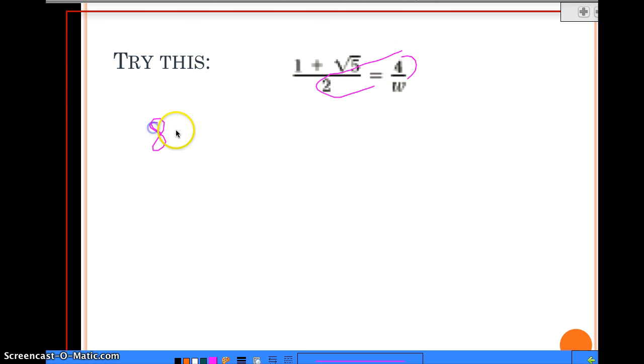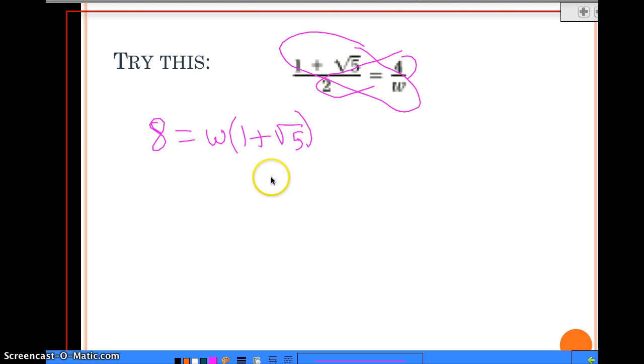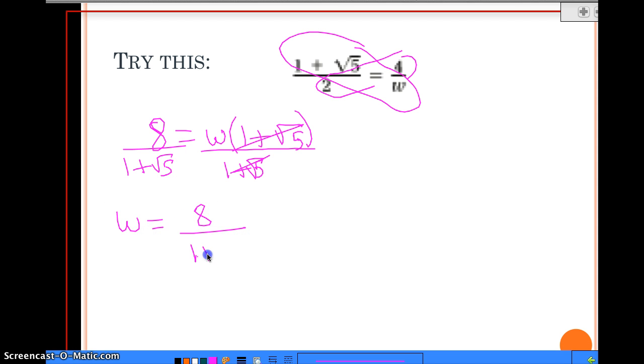4 times 2 is 8. And we got to multiply the W times the 1 plus root 5. Don't do distributive property on this because we're solving for W, which means really divide by 1 plus root 5. That will cancel here and here. So W is equal to 8 divided by 1 plus root 5.